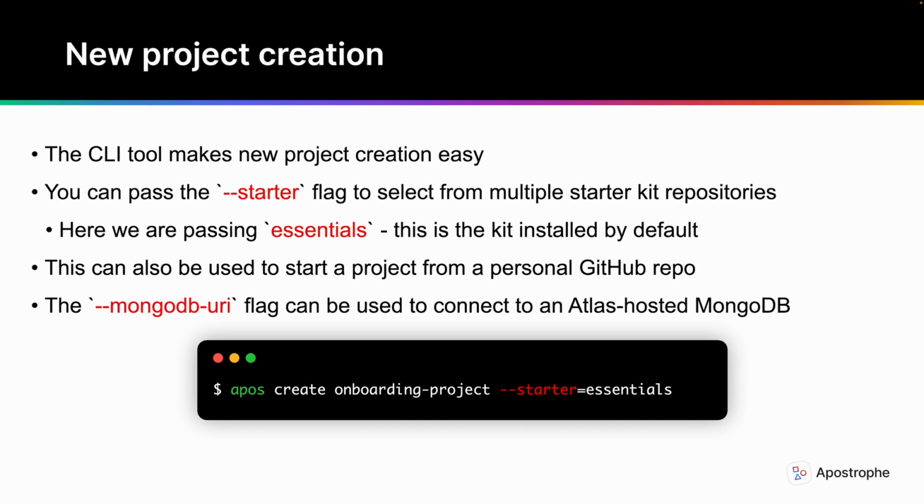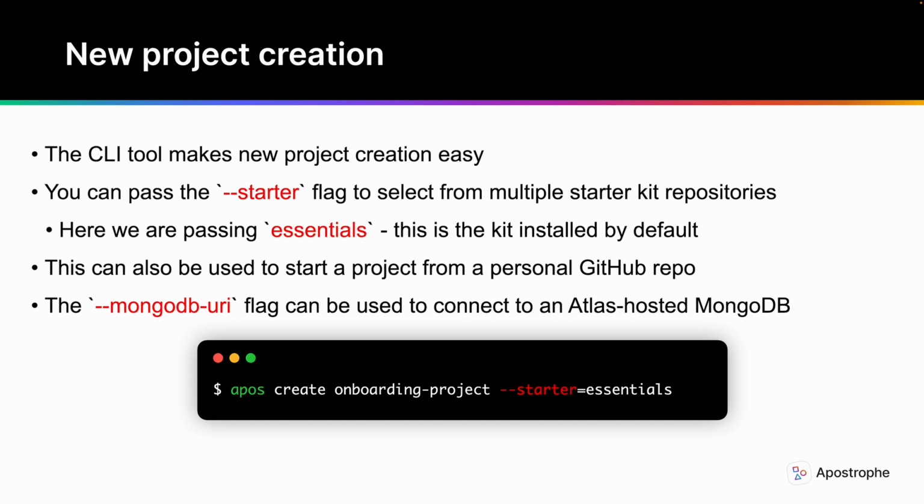To create a new project, simply open your terminal. Remember, for Windows, to open the terminal in WSL. Navigate to the location where you want to install your project and then issue the command apos create onboarding project. You can use any name you want. The command is shown here with the optional starter flag.